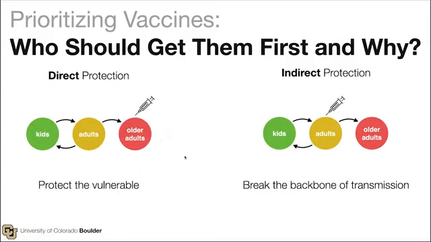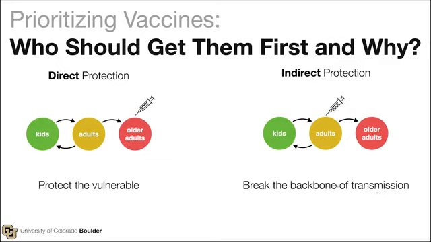On the other hand, it also makes a lot of sense to use a strategy called indirect protection. With indirect protection, we're going to give the vaccines to working age adults and young adults, and those folks who are most responsible for transmitting the virus. And in this way, we protect everybody, not just those older adults, but everybody else in the population as well. And the logic here is to break the backbone of transmission.